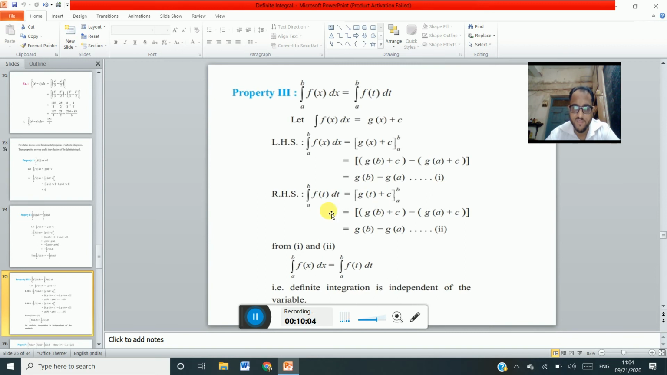This is equation number 1. Then see the RHS, the integral from a to b of f(t) dt, that is [g(t) plus c] from a to b. After substitution of the limits, that is g(b) plus c for the upper limit minus [g(a) plus c], the lower limit. Again plus c minus c cancel, g(b) minus g(a) is the answer for the right side. And if we see equation number 1 and 2, the right side is the same, so therefore we say the left side is the same, that is the integral from a to b of f(x) dx equals the integral from a to b of f(t) dt. This is the result of the property number 3, right?